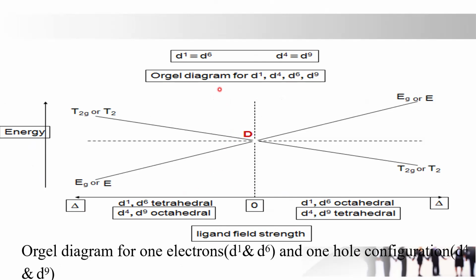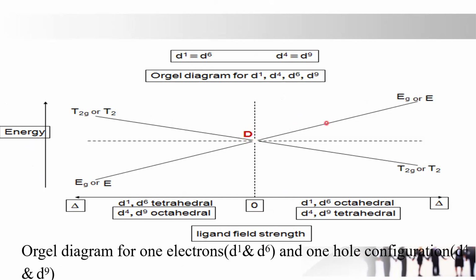In this, the D1 is equivalent to D6 because D6, after the half filled shell, has one extra electron, just as D1 has one electron. So D1 and D6 are equivalent. Likewise, D4 and D9 are equivalent. In the D4, one electron is short. Likewise, D9 also has one electron less than the completely filled shell.